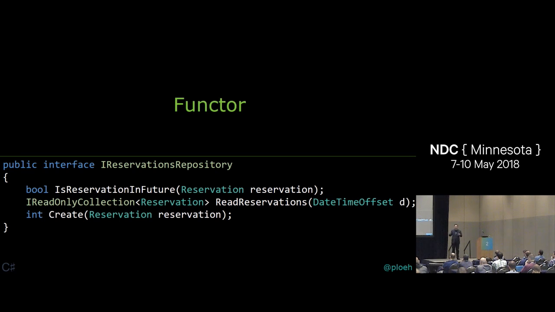So the Select method is what we call the structure-preserving translation of the stuff inside of the container. We need to figure out how to do that. This is not a functor at the moment.